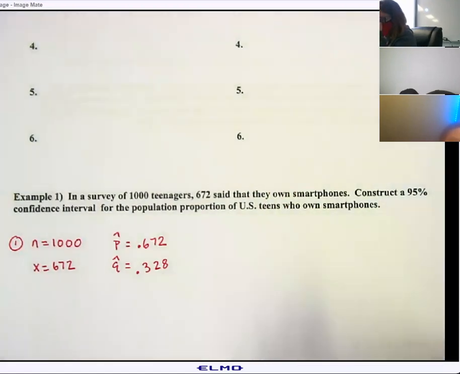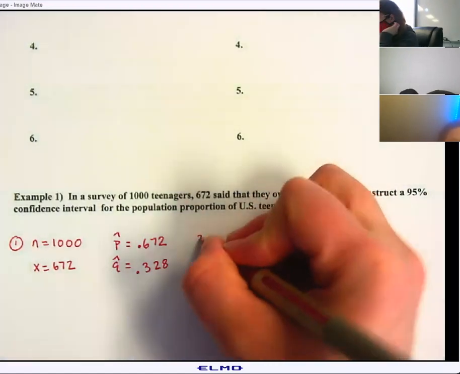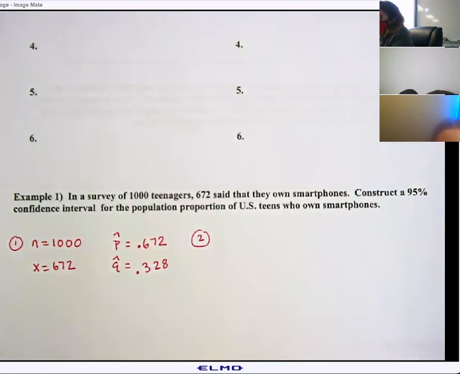All right. Next question, number 2. If I took 67% of 1,000, would I be bigger than 5? Yeah. If I took 32% of 1,000, would I be bigger than 5? Yeah. Okay, I don't even need to do the math. I know it's going to work.